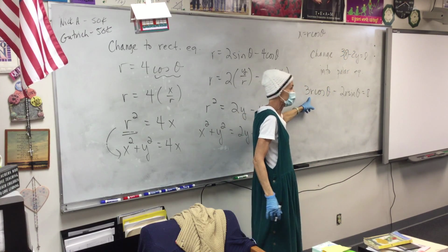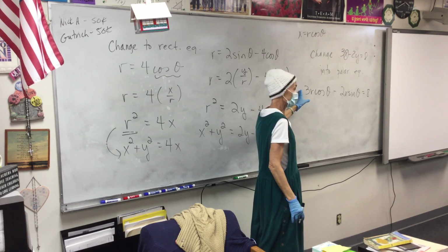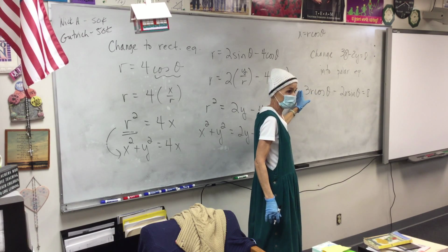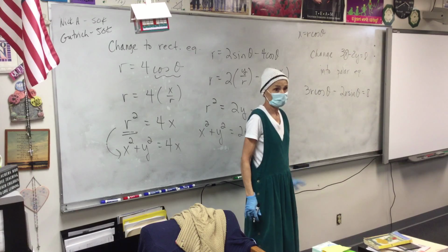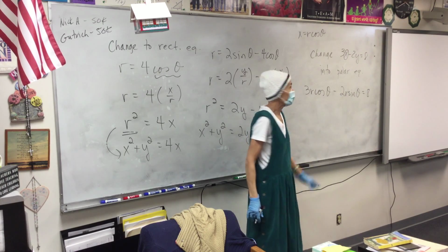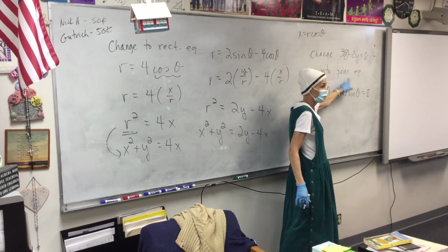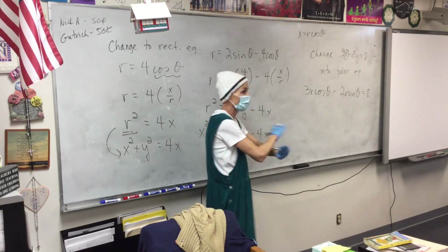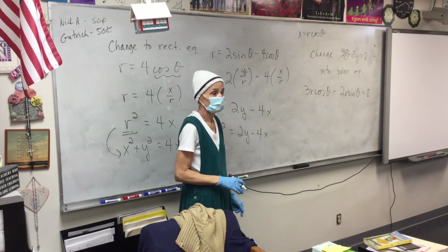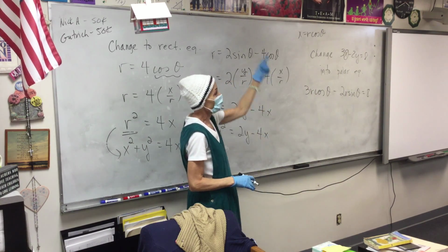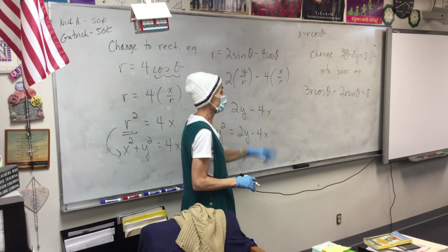Now let's look at the equation that's left. Again, it isn't the most beautiful equation in the world, but what are its variables? R and theta. What was our job? We're done. That's it. Done, done, done. That's all you have to do. Changing into a polar equation is a snap.